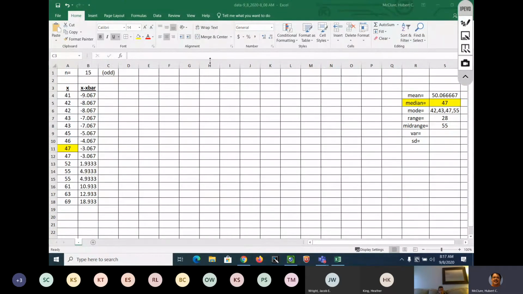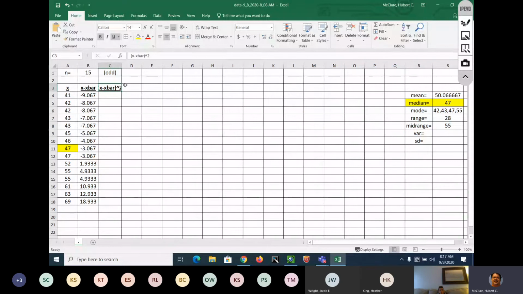So this one's going to be called X minus X bar quantity squared. So I'm going to square each one of these terms. And I'm going to bring that out a little bit. There we go. Make that a little bit smaller. There. So equals this raised to the second power. And copy that down.